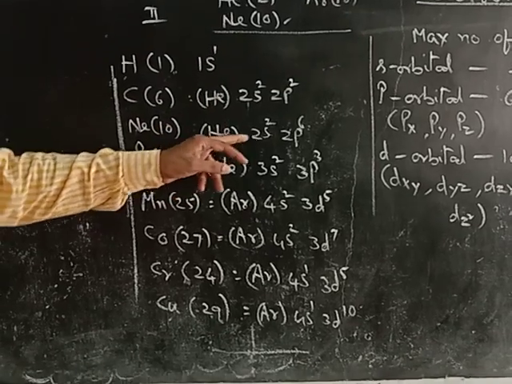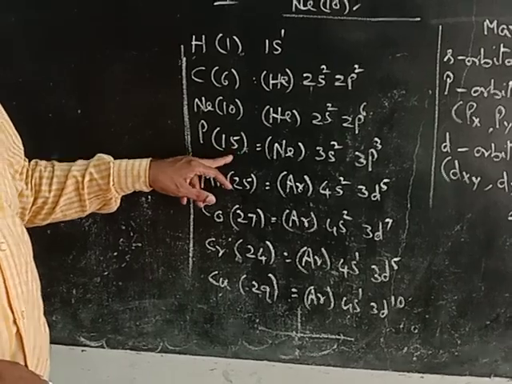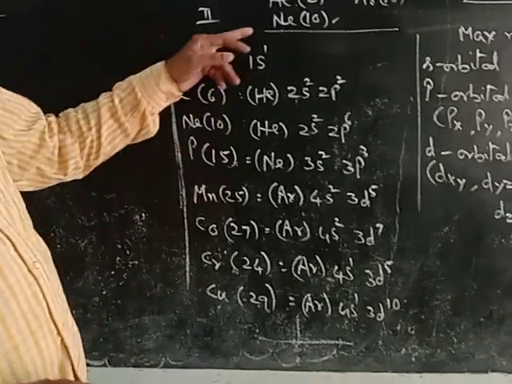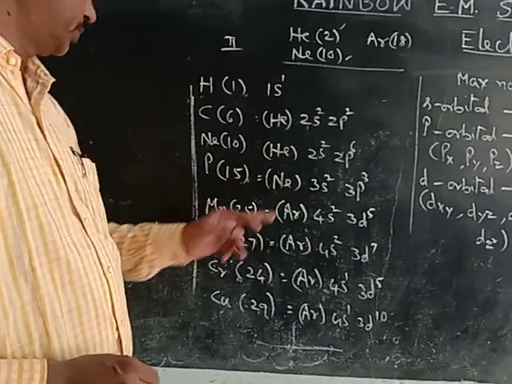So you write helium, remaining configuration 2s2, 2p6. Suppose phosphorus, atomic number 15, the nearest inert gas below is neon. You can write neon, and the remaining configuration is 3s2, 3p3.